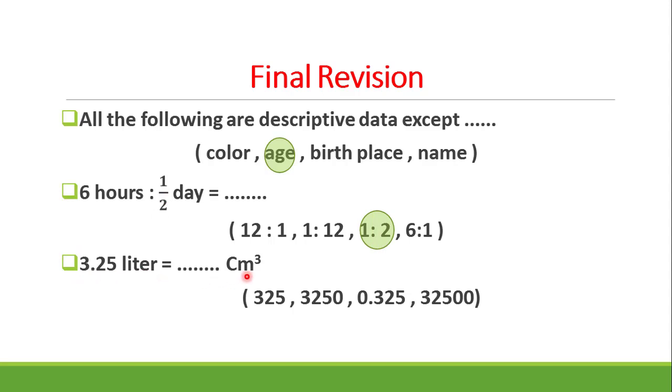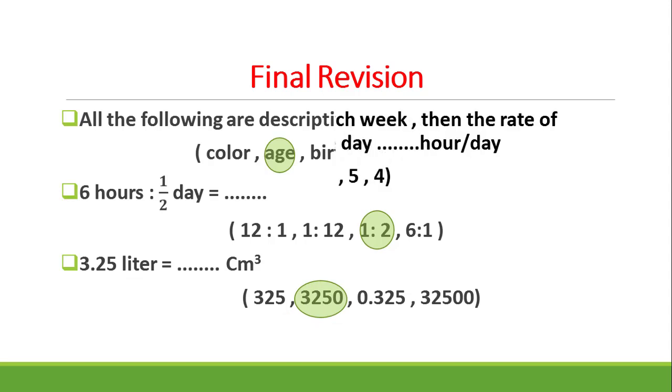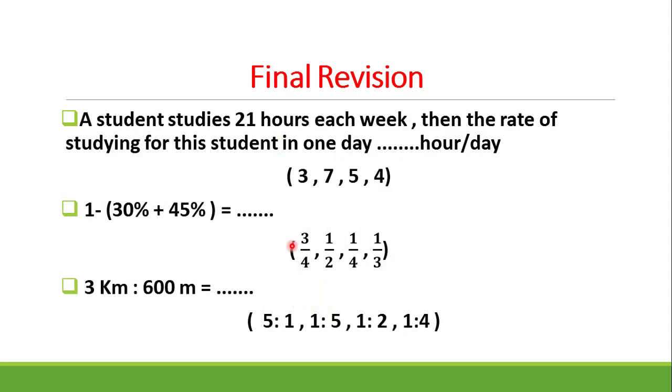3.25 liters to centimeter cube. 1 liter equals 1000 centimeter cube, so I multiply by 1000. It means move the point to the right 3 places, 1, 2, and add 0. So this is the right answer, 3250. A student studies 21 hours each week. Then the rate of studying for this student in 1 day: 1 week means 7 days, so I'll divide 21 by 7 equals 3. So 3 hours per day.